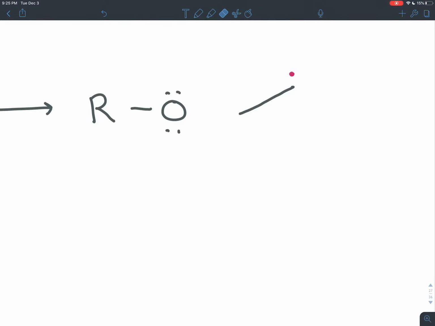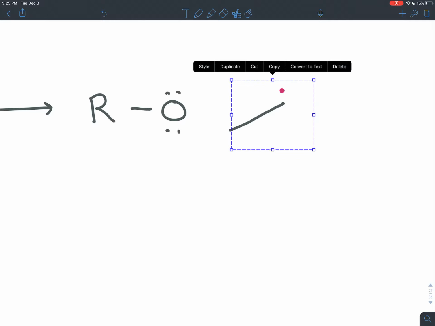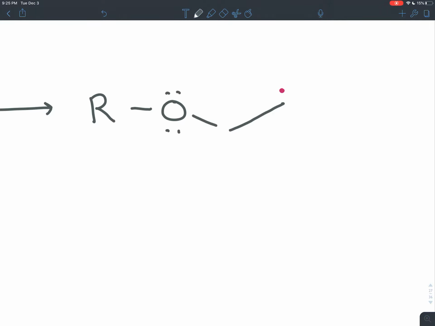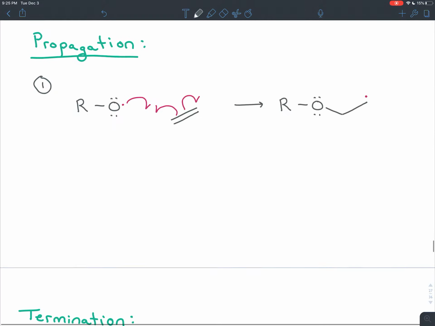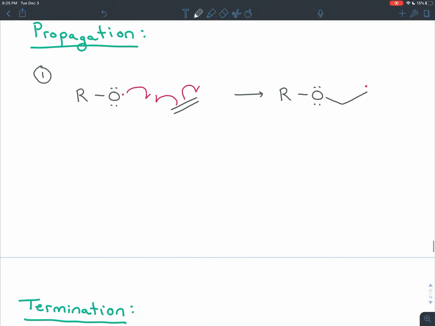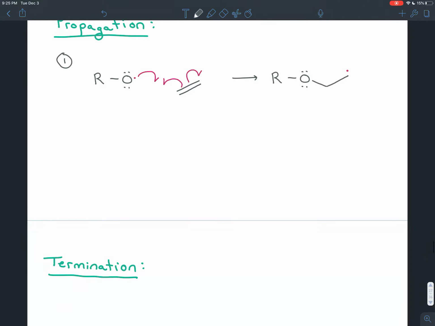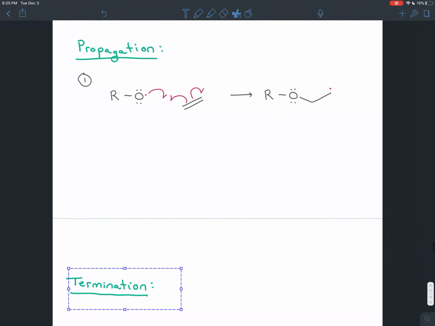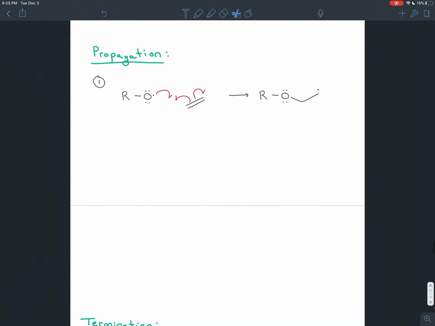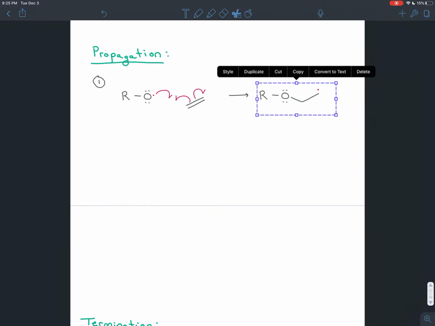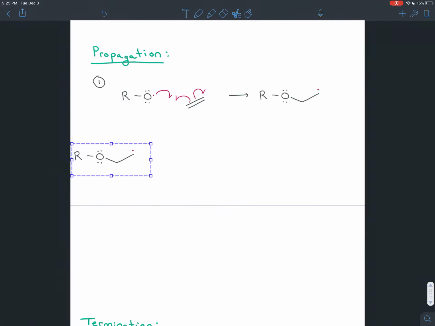Now let me actually do this. There we go. Okay, so now we have that new radical. So you can see that that's a propagation step. Now we're really just going to do that, but we're going to do it 3 more times. That may seem repetitive, but remember that that's the whole point here in these polymerization reactions. You create a long chain from simple units by repeating the same reaction over and over and over again.